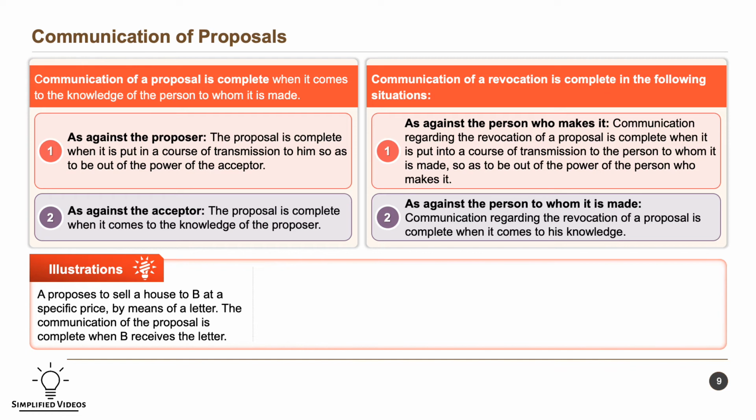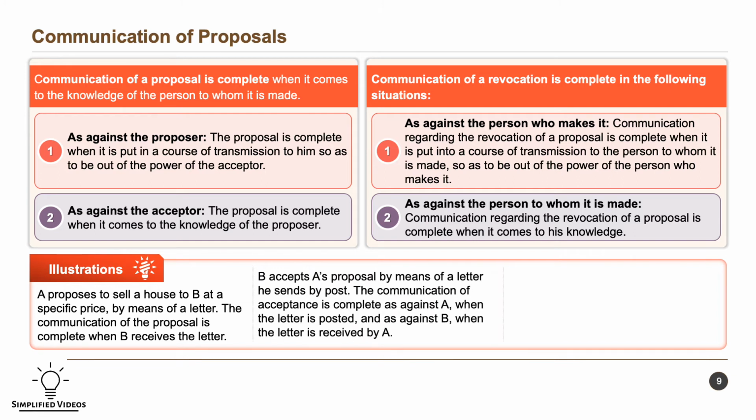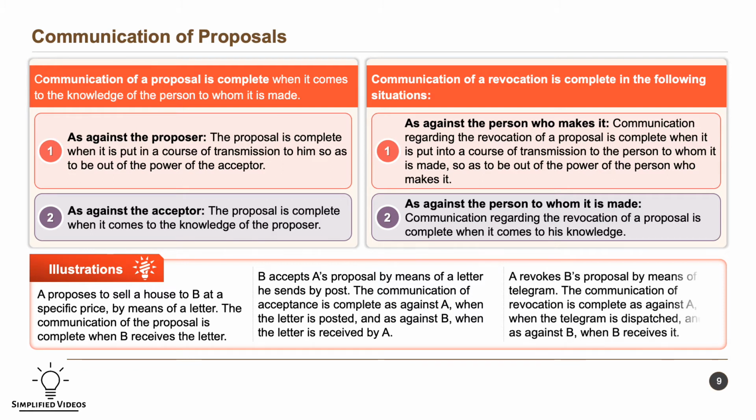For example, A proposes to sell a house to B at a specific price by means of a letter. The communication of the proposal is complete when B receives the letter. B accepts A's proposal by means of a letter he sends by post. The communication of acceptance is complete as against A when the letter is posted and against B when the letter is received by A. A revokes B's proposal by means of a telegram. The communication of revocation is complete as against A when the telegram is dispatched and as against B when B receives it.